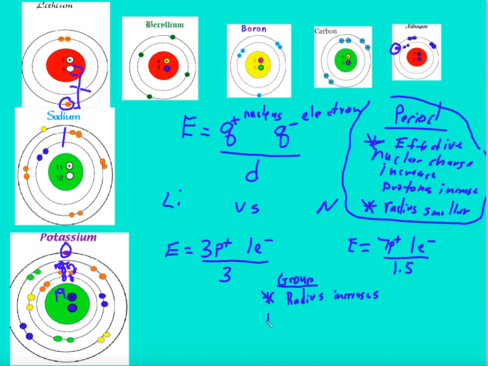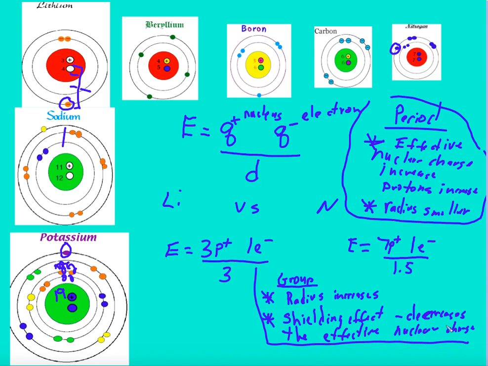Now, the other thing you always want to mention in a group trend is the shielding effect. What the shielding effect does is decrease the effective nuclear charge. So you always want to talk about these 2 things when you're discussing a group trend for ionization energy.